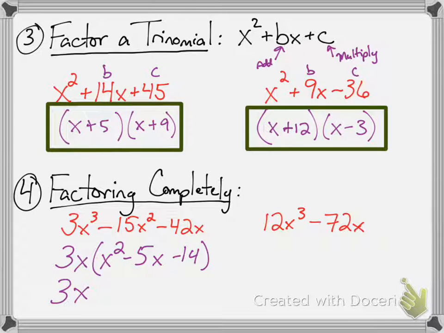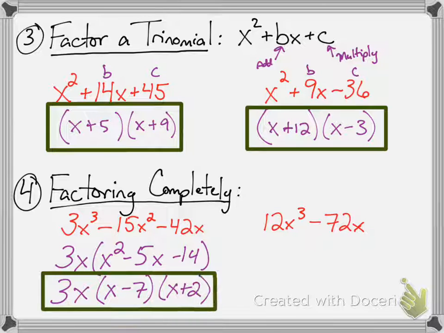So what I'm going to do is I'm going to pull down the 3x. Even though that's been factored out, it's still part of our problem, so we carry it down. We can break the trinomial that's in parentheses apart using negative 7 and positive 2. Negative 7 times 2 gets me negative 14. Negative 7 plus 2 gets me negative 5. So we could break down the trinomial that's in the parentheses into x minus 7 and x plus 2. We carry down the 3x, and that is as factored as that's going to get.